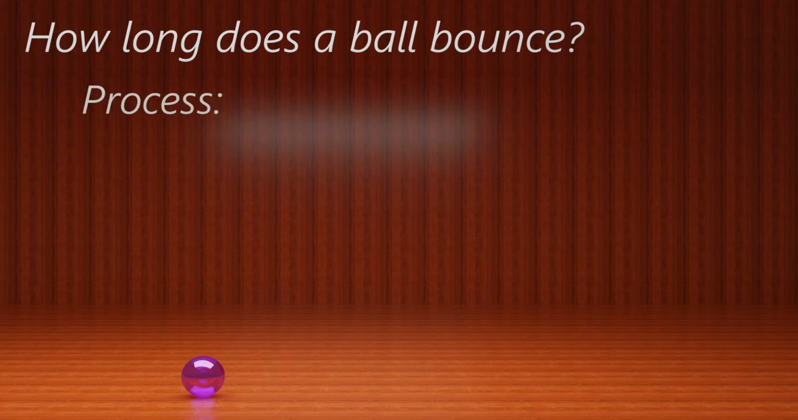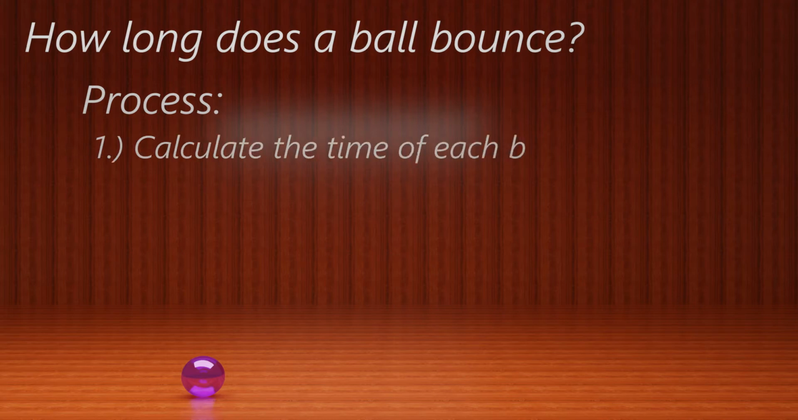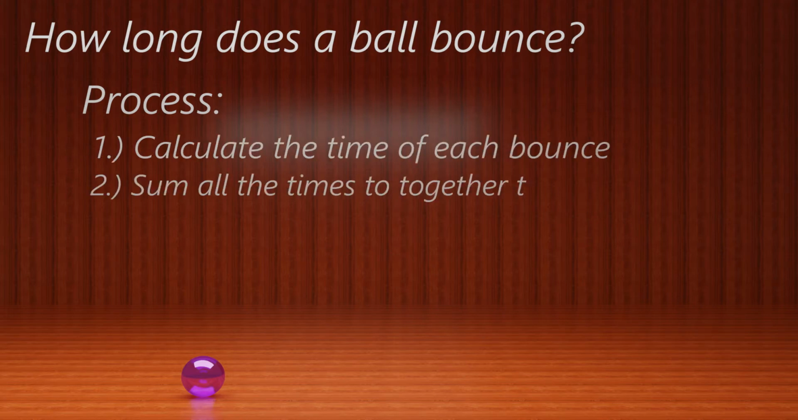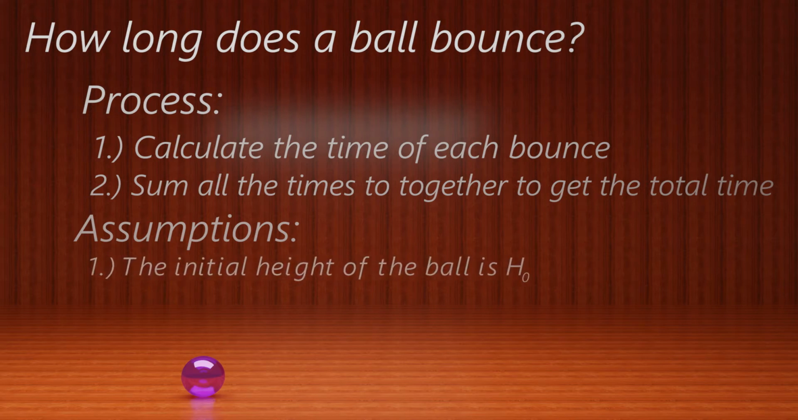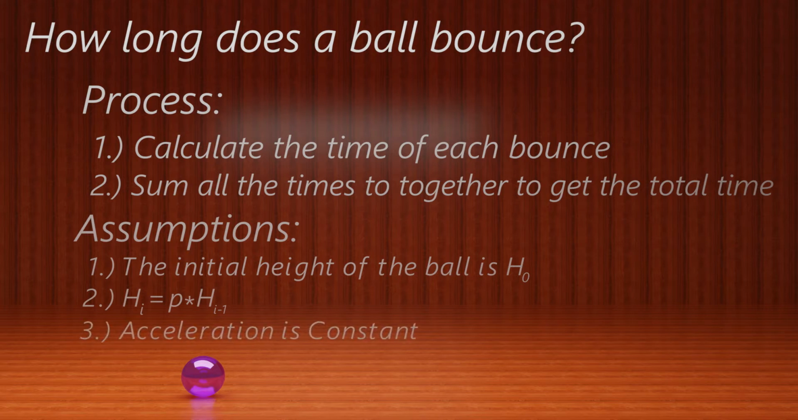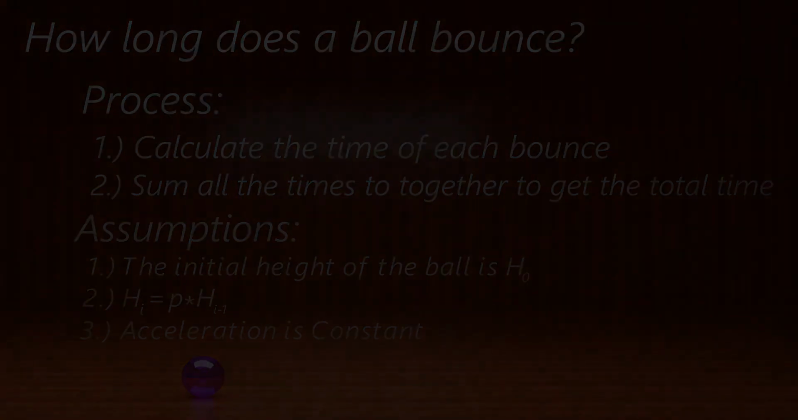The process we will take is first we will calculate the time of each bounce, and then we will sum all those times together. Some assumptions that we'll need are: 1. That the initial height of the ball is h naught. 2. Each bounce of the ball is proportional to the previous bounce by a factor of p. And 3. Acceleration is constant. For example, if we are on Earth, we would have gravity.